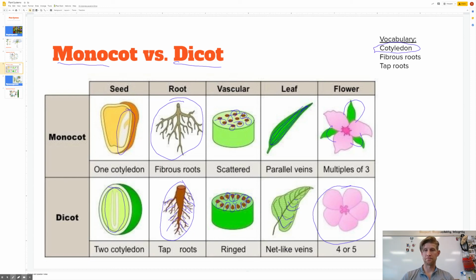That's really all I got for you guys. So that's it for angiosperms.